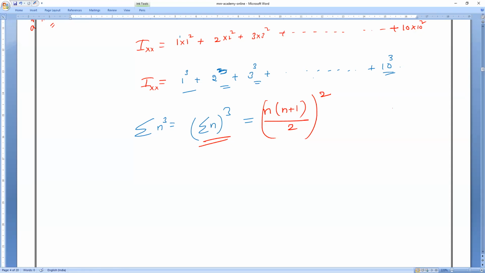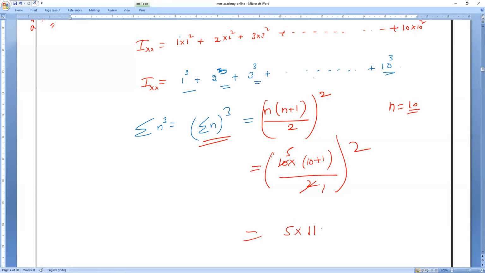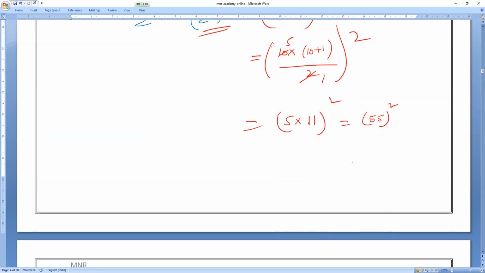Now, n is equals to how much, guys? Up to where we went? Please respond. 10. So n equals 10 into 10 plus 1 divided by 2, whole square. Now 2 fives are 10, so 5 into 10 plus 1, which is 11. So 5 elevens are 55, and 55 whole square means what is the answer? Madam taught you shortcuts last year for finding squares. 55 into 55, tell me, Rudreshwar, what is the answer? 3025 kilogram meter square. So that is the moment of inertia about the axis of rotation.